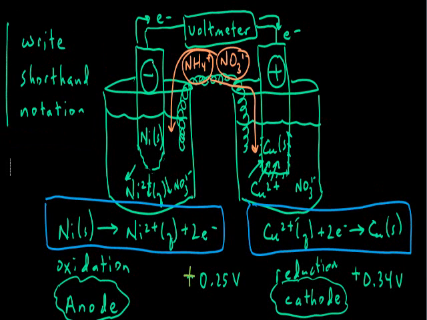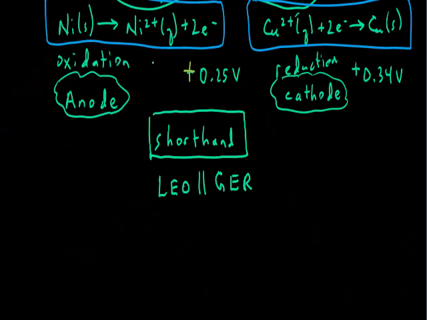The last thing we have is being able to write the shorthand notation for our electrochemical cell. The shorthand notation follows LEO, for Leo our lion, goes GER. It's the LEO that goes first. Then we have our salt bridge representation. Then we write the GER half reaction.